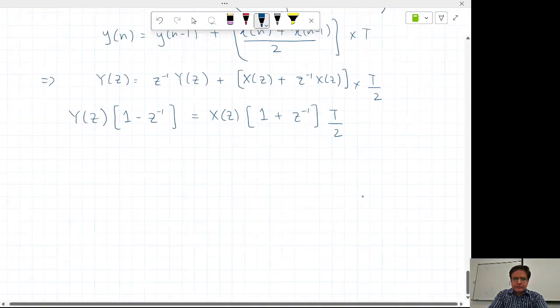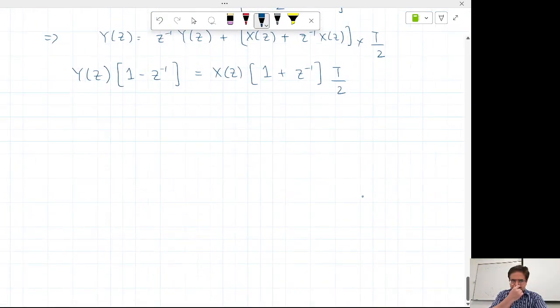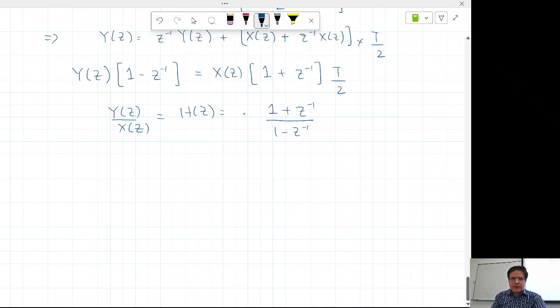Clear? Okay. And then I move things around. I will have Y(z) over X(z), which is essentially the transfer function H(z). I can get it by moving X(z) to this side and 1 minus z to the power minus 1 to the other side. So I will have (1 plus z^-1) over (1 minus z^-1), times T over 2.